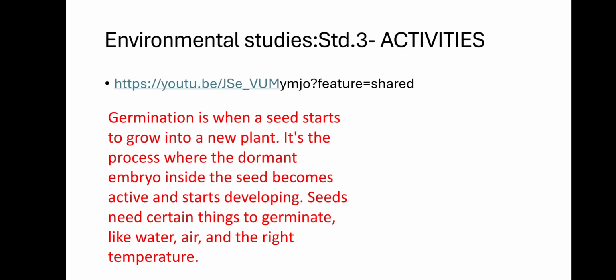Environmental Studies Standard 3 Activities. You can watch this video on the germination of seeds on YouTube. Germination is when a seed starts to grow into a new plant. It's the process where the dormant embryo inside the seed becomes active and starts developing. Seeds need certain things to germinate, like water, air, and the right temperature.